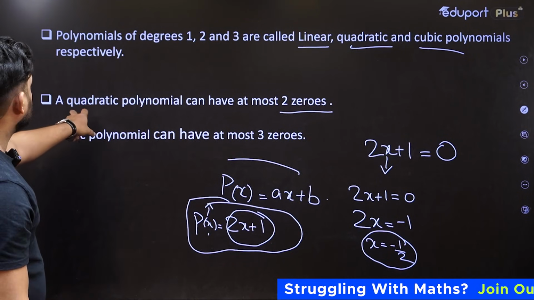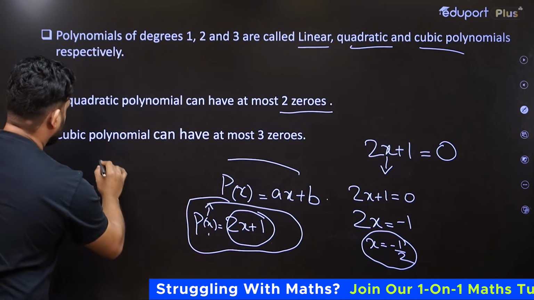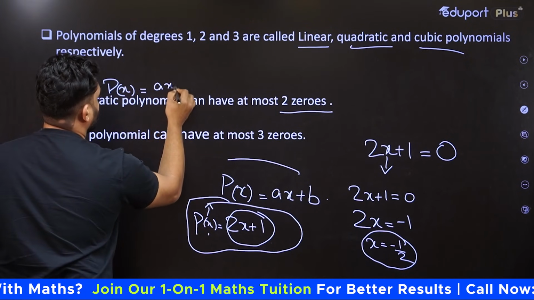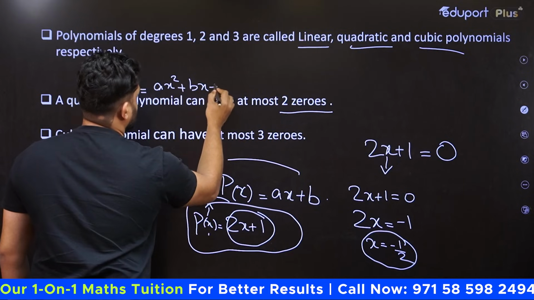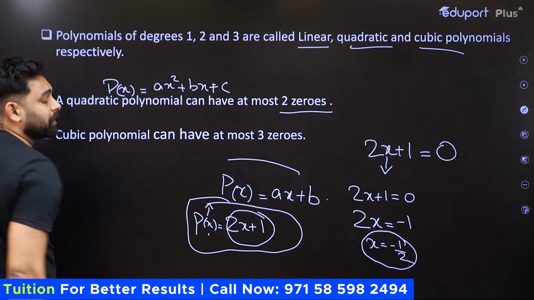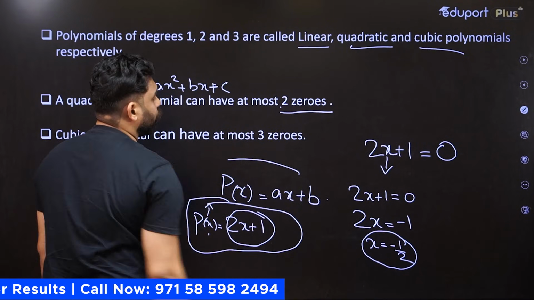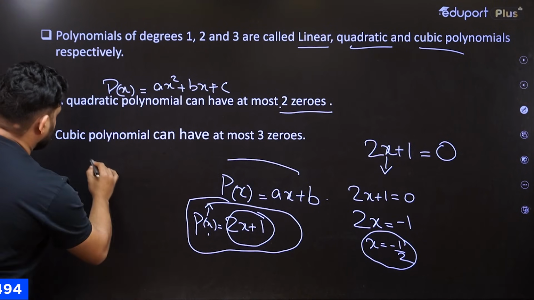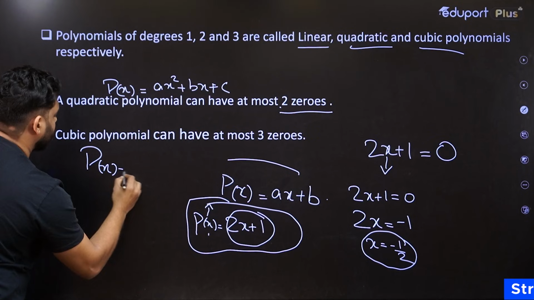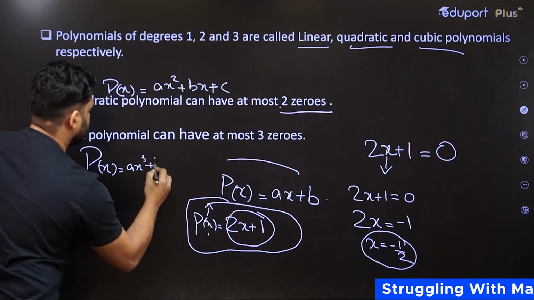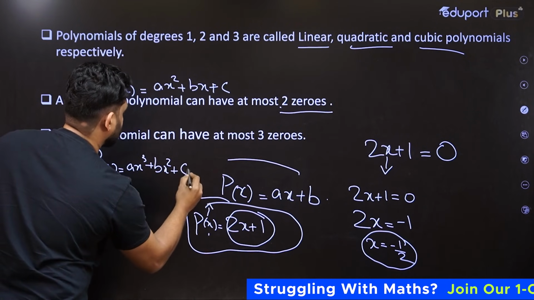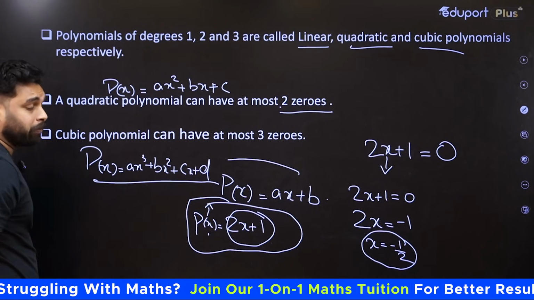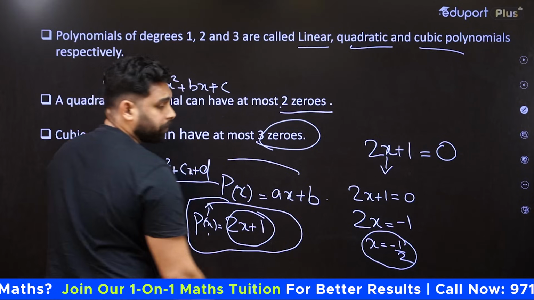Okay. So, a quadratic polynomial will be in the form p of x is equal to ax square plus bx plus c. So here the maximum number of zeros will be 2. In the case of cubic it will be ax cube plus bx square plus cx plus d. So here at most the number of zeros will be 3. Okay.